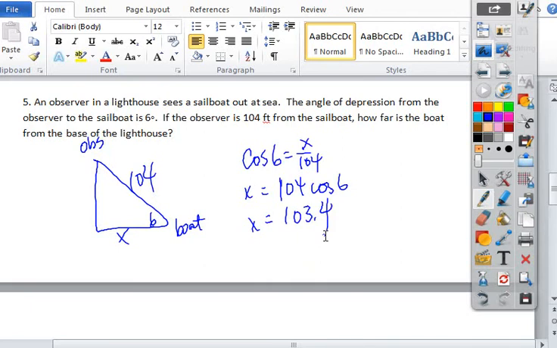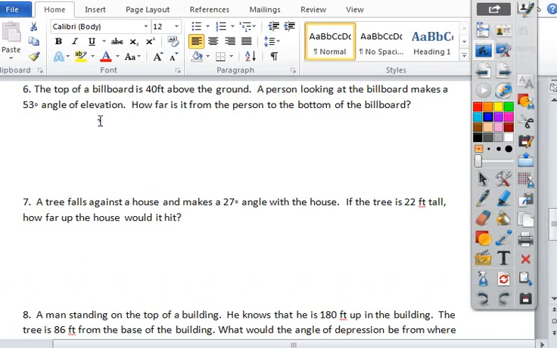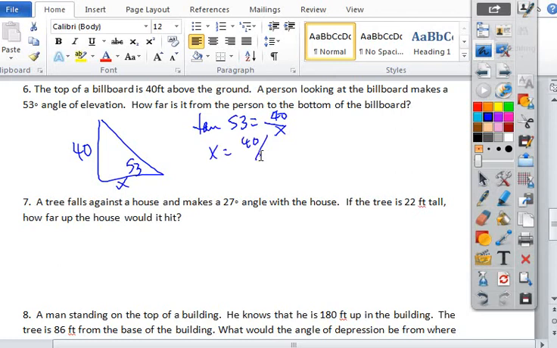Top of a billboard is 40 feet above the ground. That's still my height. Person makes a 53-degree angle of elevation. How far is it from the person to the bottom of the billboard? Well, the bottom has to go down there. So then that would be another tangent. Divide on this one. 30.1. Is that right? We agree with that one? Yes. 30.1.